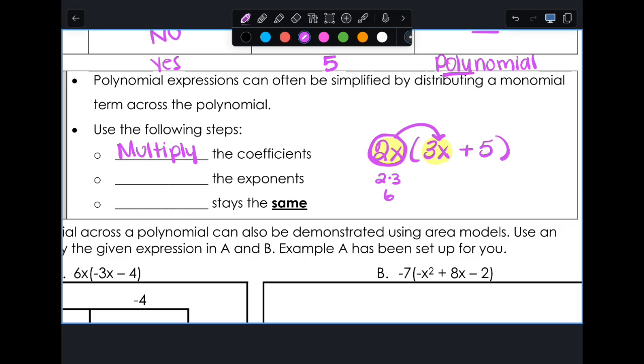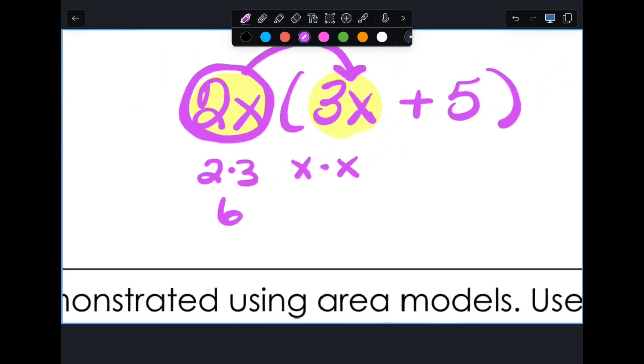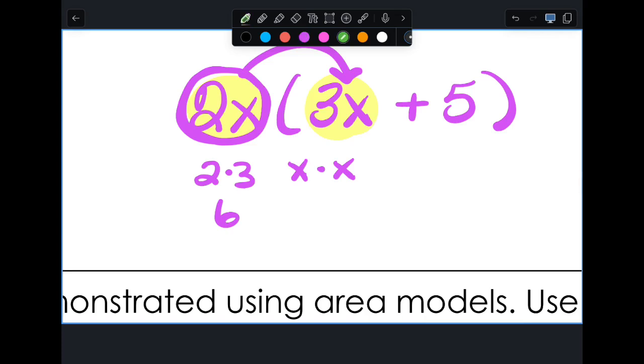But what else are you multiplying? X times x. Okay? Think back to your exponent rules. Both of those x's have an exponent of 1. What do you do with those? Add them. So it would give you 6x squared.